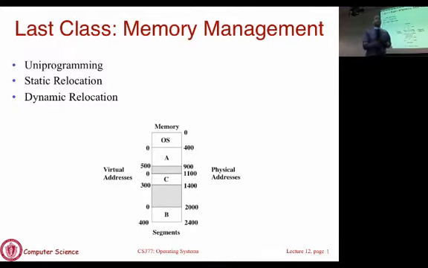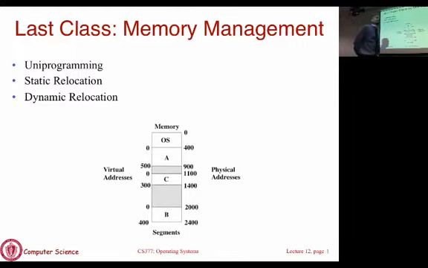Okay, so let's continue from where we left off last time. As a quick recap, we started talking about memory management. This is really the problem of how the OS allocates memory to processes. We looked at the simplest possible approach, which is contiguous allocation. In contiguous allocation, the OS allocates a contiguous chunk of RAM to each process. We looked at two schemes, static relocation and dynamic relocation.